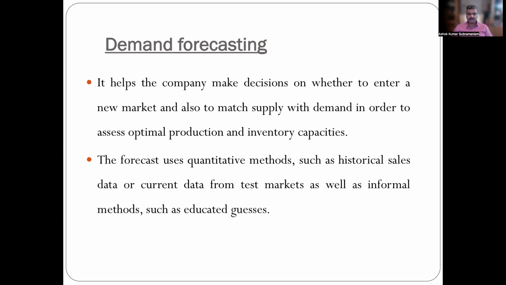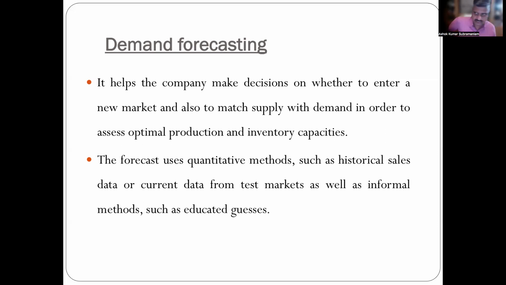Next one, the forecast uses both qualitative and quantitative methods. Here, qualitative methods are purely attribute-based methods, which will use old data to compare with your current scenario. So those are called qualitative data. Quantitative data are purely numbered data. You freshly take the numbers, you calculate them, and you compare them with your previous years' or previous months' calculations, and you come to a conclusion that this is what your demand forecast would be.